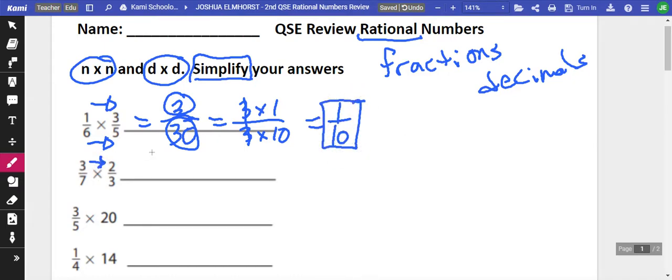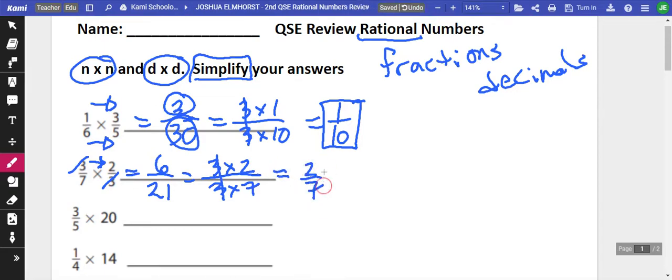So 3 times 2 is 6, and 7 times 3 is 21. Take out that factor of 3 again. So you got 3 times 2 is 6, and then 3 times 7 is 21. Simplifying, just taking that common factor out, 2/7.